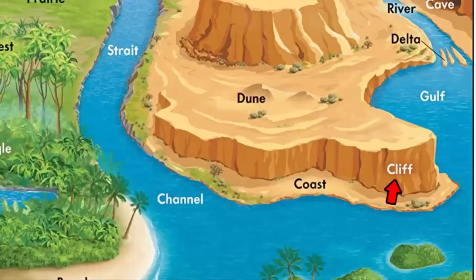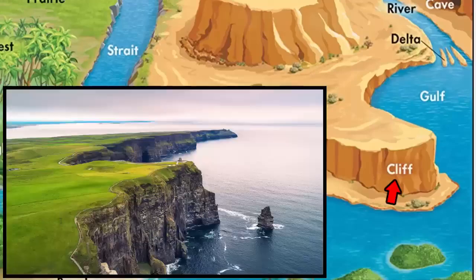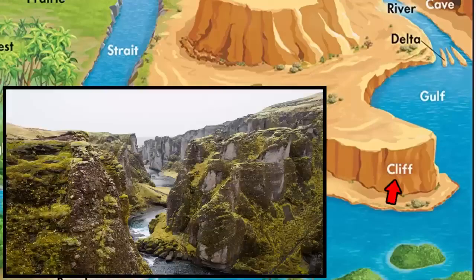The next one is cliff. If you look at a cliff, they are vertical and exposed rock, basically an elevated piece of landform, and they are found near coastal regions and riverbeds.